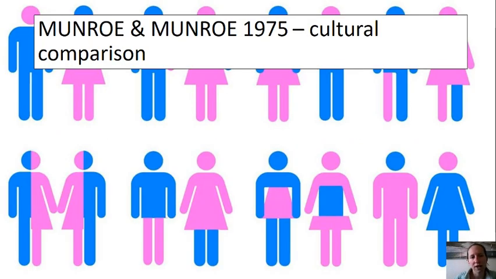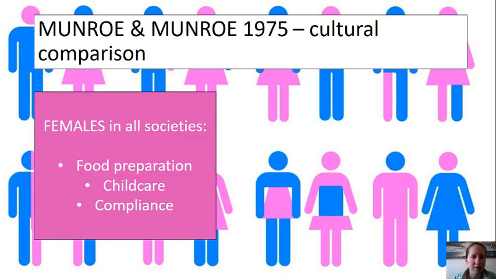Right, more research. Monroe and Monroe did a cultural comparison of many different cultures, and they found that in all societies females were involved in these things in some way, not necessarily doing all the childcare, but they were involved at least a little bit in the childcare and the food preparation in all societies, and that they showed compliance, things like nurturing and so on.